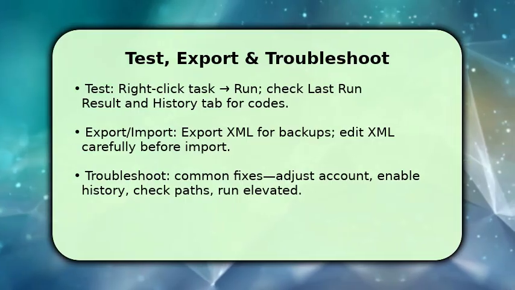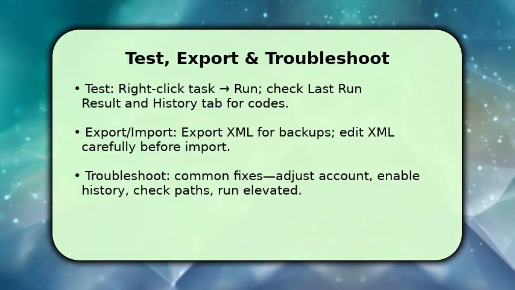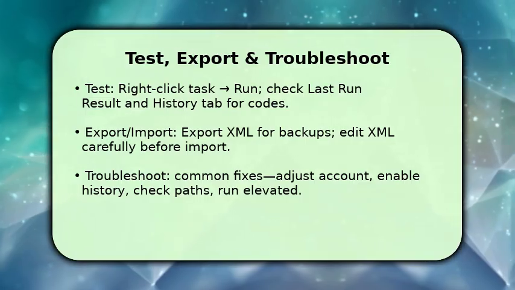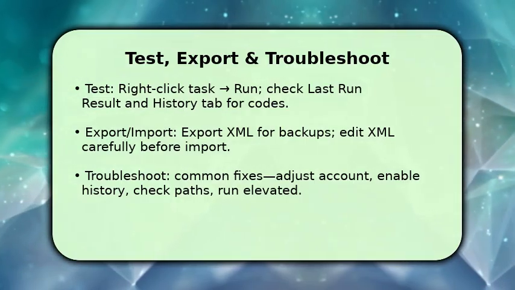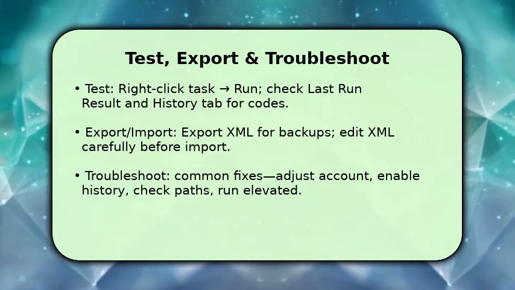If something fails, the most common fix is to adjust the account or grant log on as batch job, enable task history for details, and verify executable paths and required elevation. Make sure to rerun after each change.